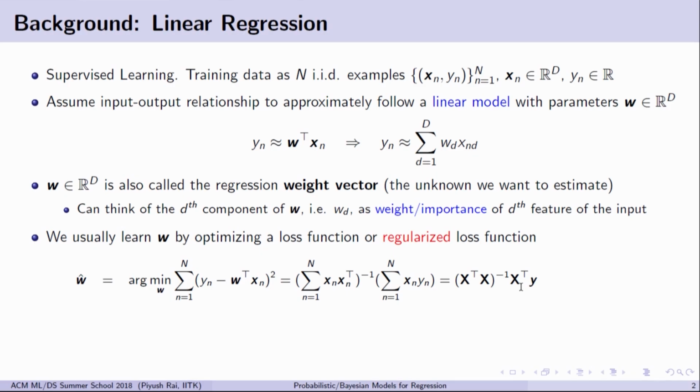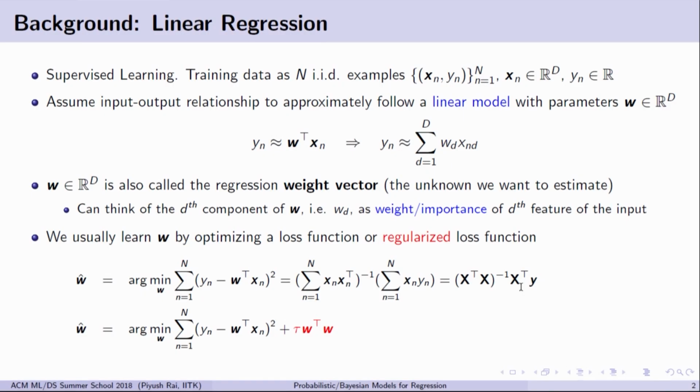Okay. You can also come up with a regularized version of the same problem where you add this L2 regularization, where you have an extra term of the form w transpose w, and you add a regularization constant tau, okay? Or sometimes you just use a lambda here, okay?